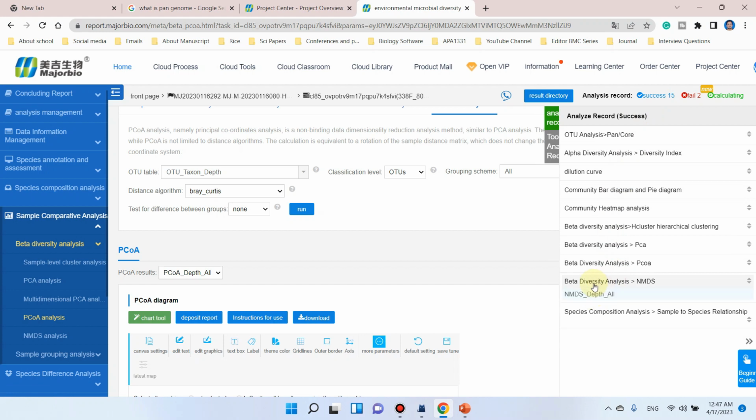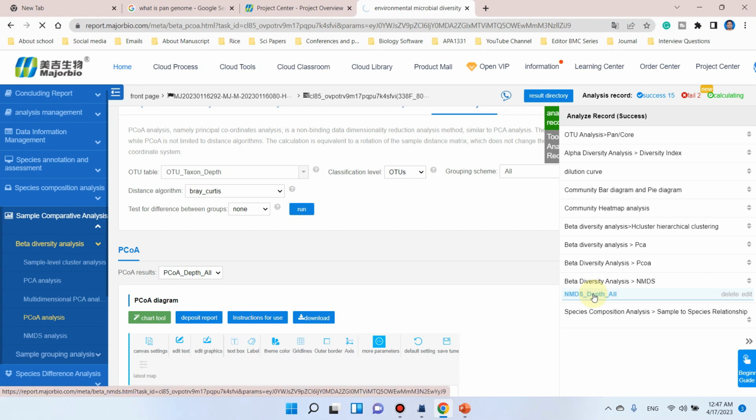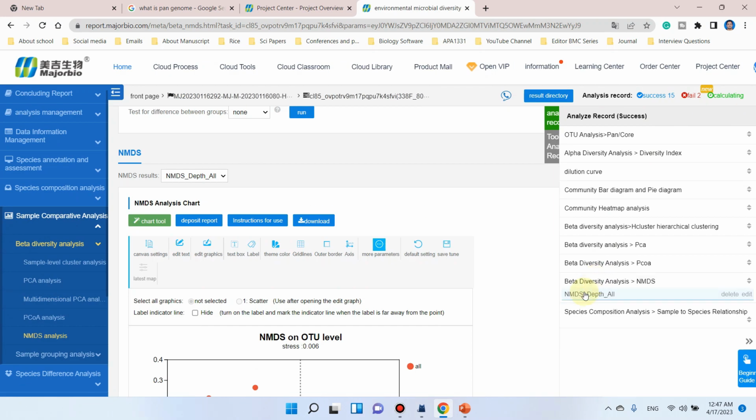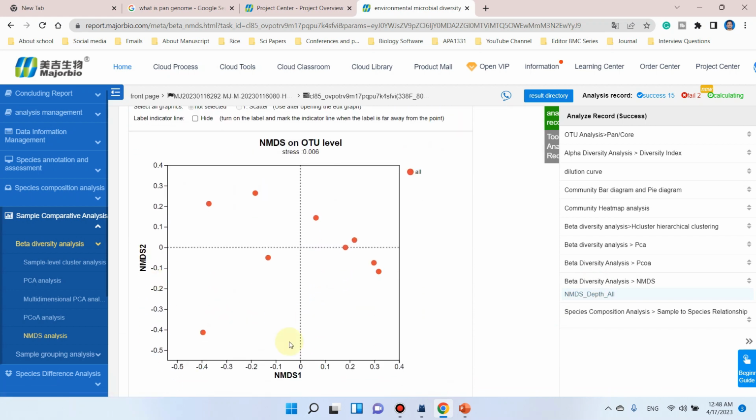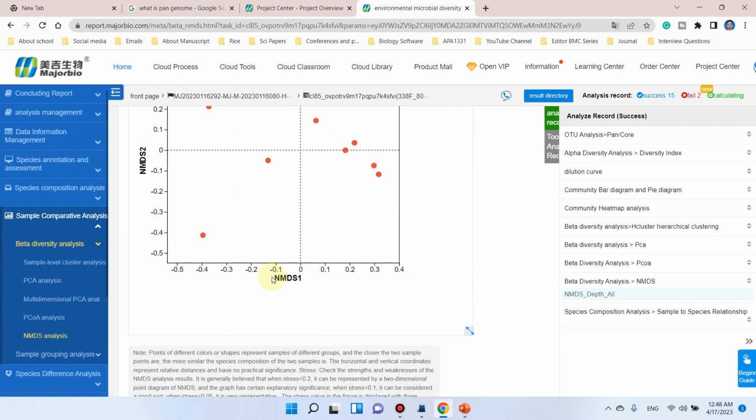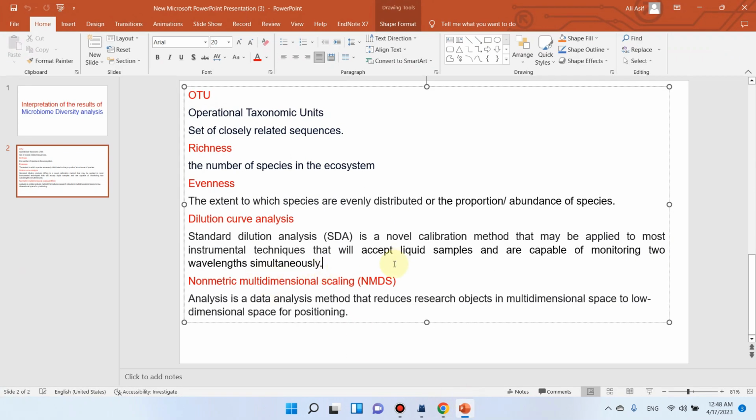So lastly, we have beta diversity, and usually we perform NMDS analysis. We usually perform NMDS analysis to show the relationship at OTU level. And here you can see this is NMDS1 and NMDS2. So why do we perform NMDS? Here I can show you, NMDS is actually the non-metric multi-dimensional scaling test.